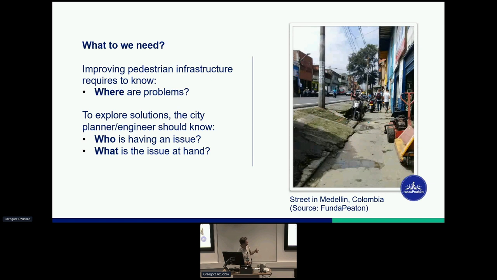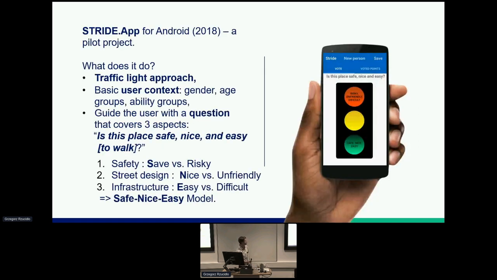Basically we search for answers: where are the problems, or where are things good, who is having an issue, and what's the issue at hand. So, pinpointing a solution. And the who is an issue too. We think about not just the planner, but an engineer who got told there's a problem at that crossing, and then the engineer goes to that crossing and it's like, well, everything is fine, because the engineer is 35 years old and male, and has never had a buggy or a child. So perspective certainly changes.